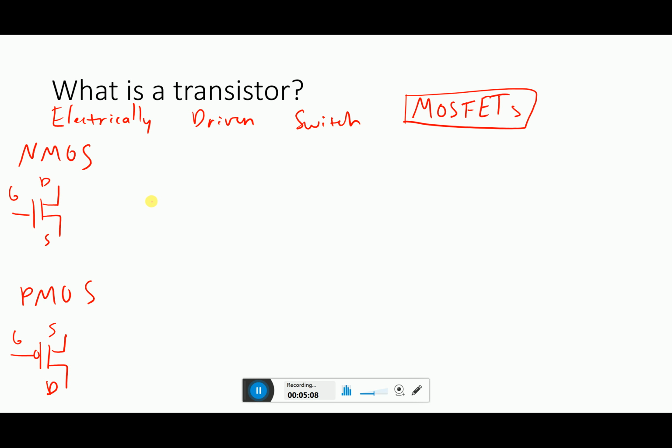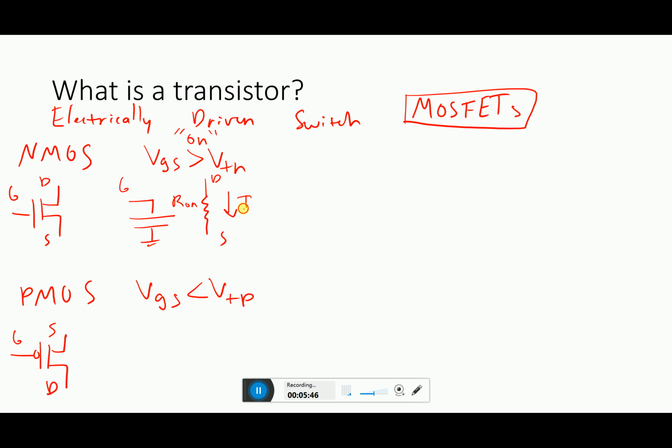So what is the model that we use for the circuit? Well, as I said, it's electrically driven. So what we like to change is VGS. This is the gate to source voltage. So when the gate to source voltage goes above some threshold, let's call it VTN for the NMOS, and VTP for the PMOS, then this is what we call the on stage. So it turns into the following. We have a gate, and then we have a capacitor to ground, and then we have a resistor between the drain and the source, and we call this R on. And we have some current IDS.